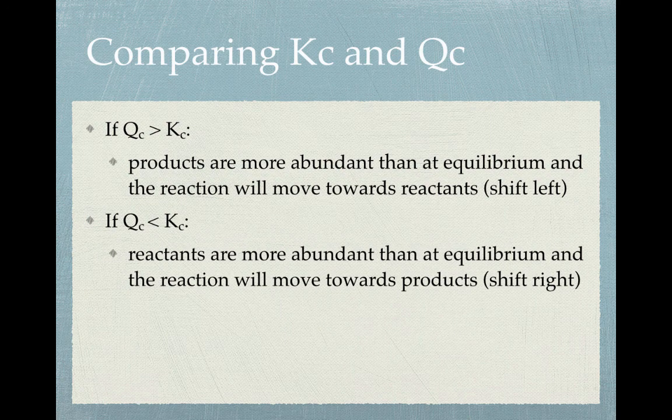Vice versa, if Qc is less than Kc, that means the reactants are more abundant than they will be at equilibrium, or you can think of it as we don't have enough product to reach equilibrium. And so that means that the reaction is still moving in the forward direction in order to reach equilibrium. So we would say that that reaction is shifting right. And if we find that our value for Qc is equal to Kc, well, that means that our concentrations are in fact equilibrium concentrations and the reaction is at equilibrium.